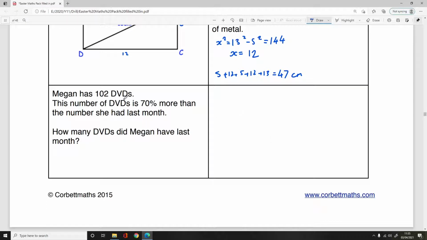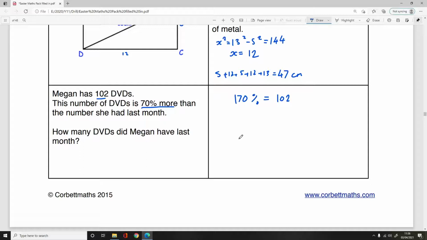Okay, so you are given 102 DVDs. This is 70% more than what you had last month. So this means you know where you are now. You're trying to work out what you had. You're trying to go backwards. This is why it's reverse percentages. If we have 70% more than we had, then we're now at 170%. If we'd had 70% less, we'd be at 30%. So 170% is 102 DVDs. She's bought a lot of DVDs this month.